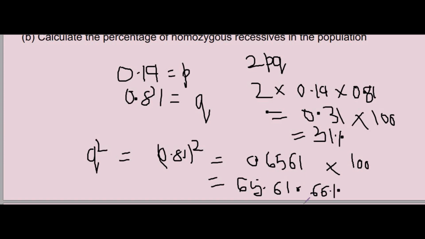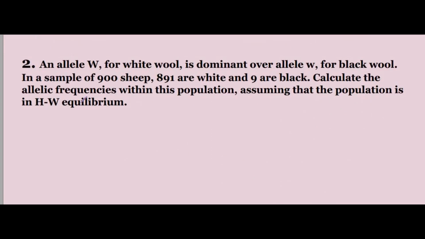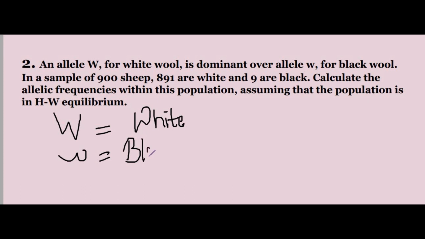So now let us move to the next question. The next question is: an allele capital W for white wool is dominant over allele small w for black wool. That means capital W will tell us about the white wool, and small w will tell us about the black wool. So it is given that it is wholly dominant over small w.